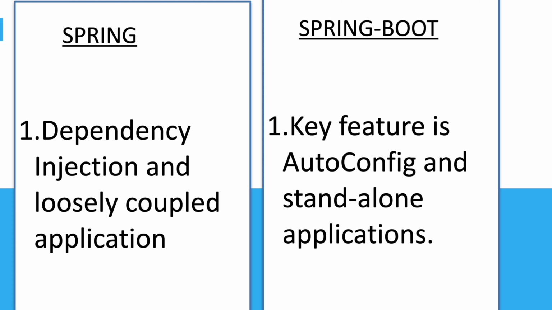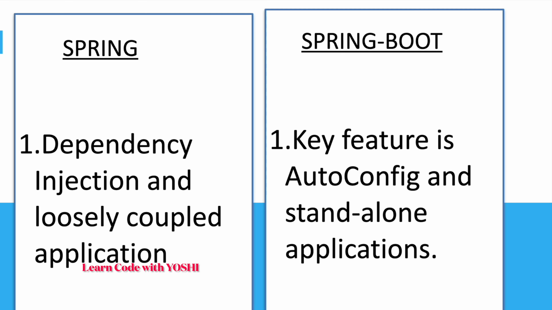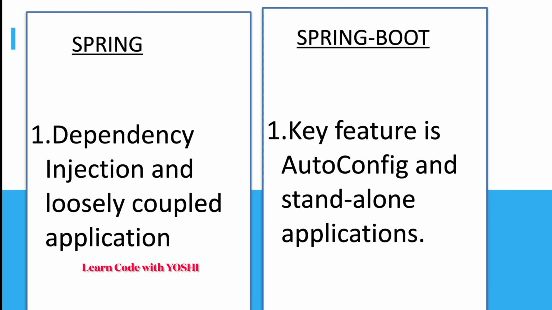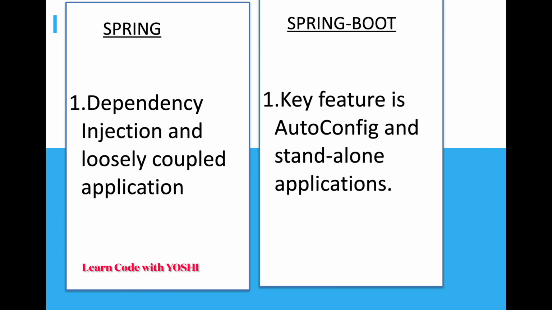The second difference is Spring helps to create a loosely coupled application. So the key feature is dependency injection here. In addition to that, Spring Boot supports the auto configure feature and helps to build standalone applications. Auto configure means it automatically configures the application based on the dependencies that you added. Whereas standalone means you can run the application on any machine without adding any settings or configurations.